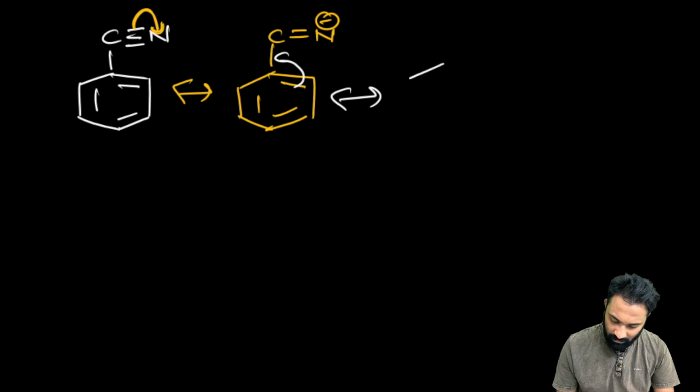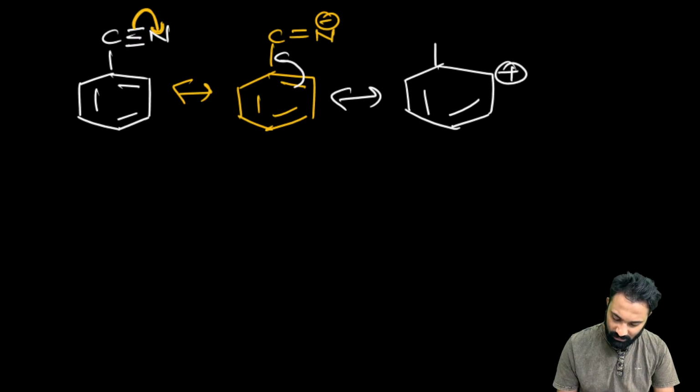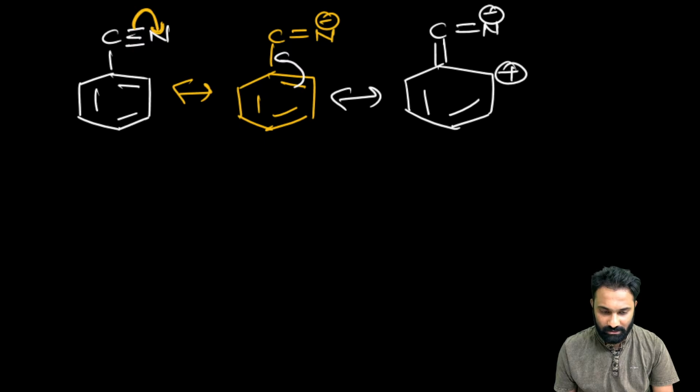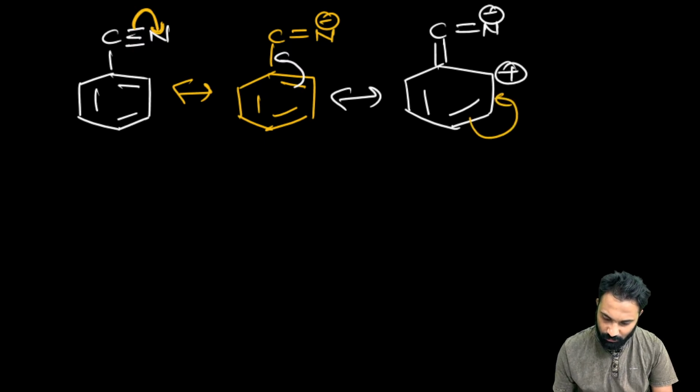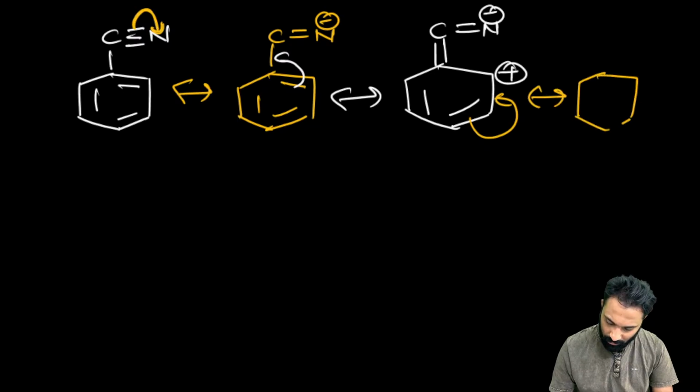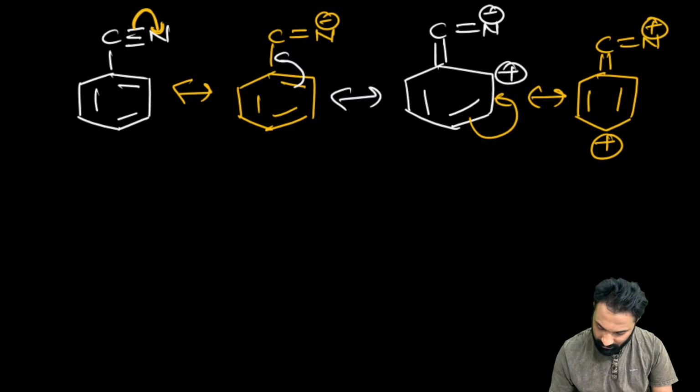When that bond pair of electrons has been given to that carbon, this carbon will get the positive charge, and nitrogen will get the negative charge. Then again, to stabilize this positive charge of this carbon, this bond will be delocalized. When that bond has been delocalized, here we will get the positive charge. Clear? Done. Next, again to stabilize this bond.